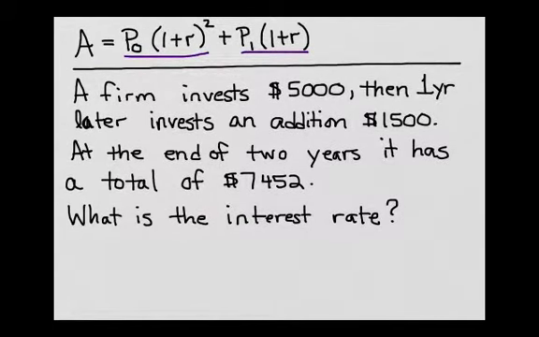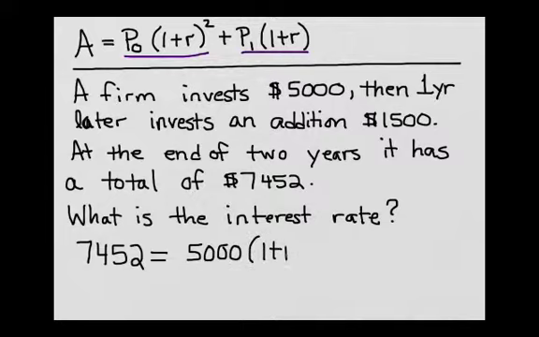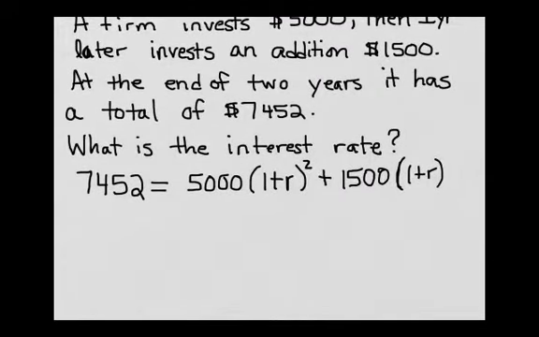So we're going to have 7,452 is going to be equal to the first amount invested, which is 5,000 times (1 plus R) squared. And we're being asked to find the interest rate, so it makes sense that R would be a variable that we'd leave in the equation. And then we're going to add to that 1,500 times (1 plus R). Okay, so this is the equation we want to solve. And we want to solve this for R.